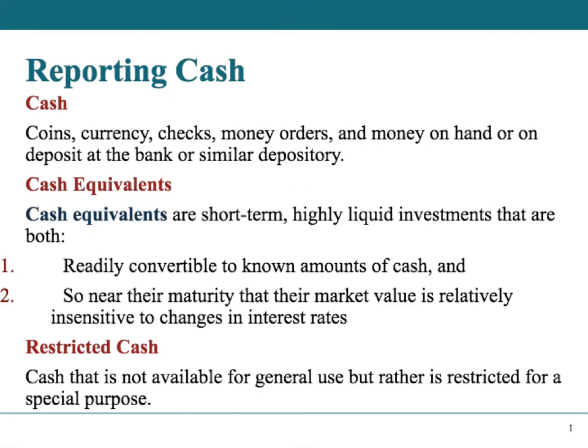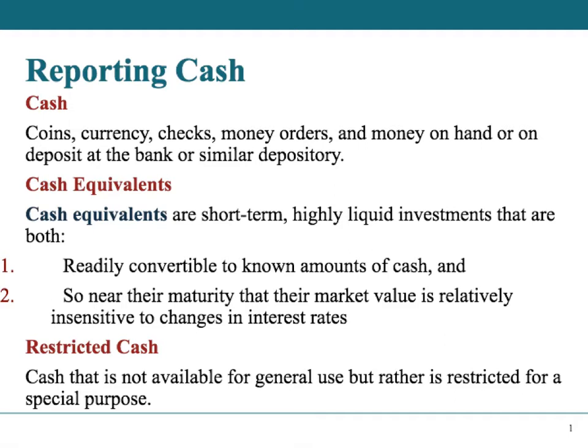In the last video for this chapter, I would like to talk to you on how to report cash. You're probably used to cash, meaning just regular coins and currency, so paper money, dollar bills. But cash also constitutes checks, money orders, money on hand or on deposit in the bank or other similar depository. We also have a notion of cash equivalents. What are those? Cash equivalents are short-term, highly liquid investments that are readily convertible to known amounts of cash.